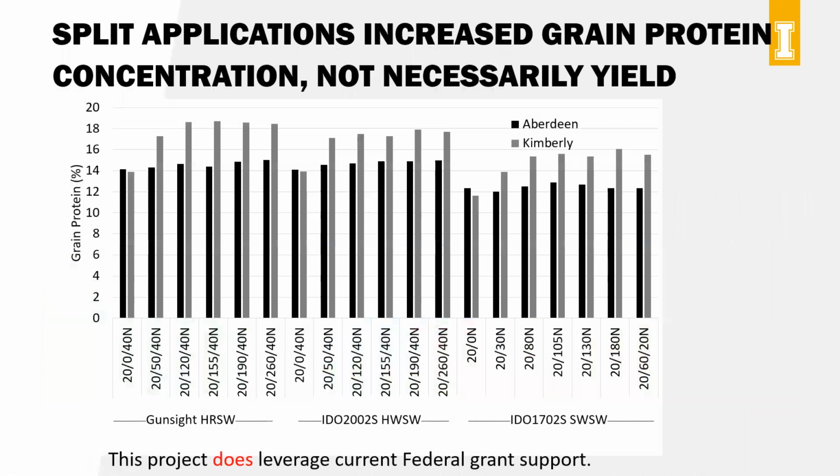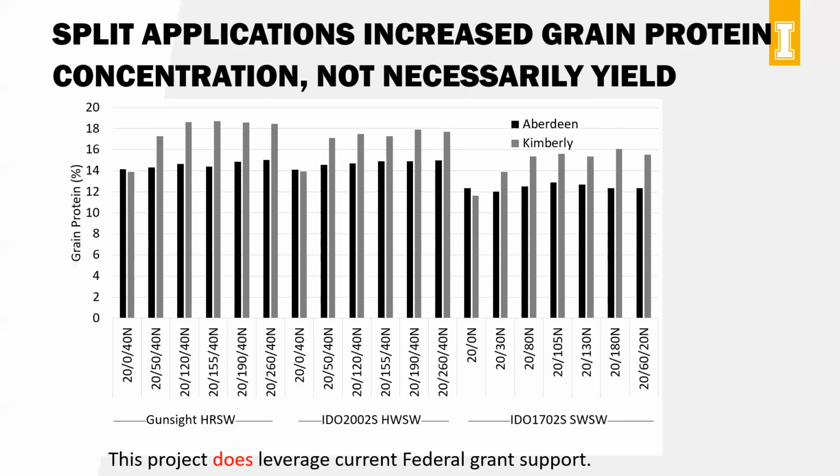So the treatment structure of this study allows us to collect that data that's necessary to generate and validate crop sensing equations for Idaho. With our first year of data, we found at both Aberdeen and Kimberly that there's no difference in yield between the lowest and highest three-way splits of nitrogen for hard red and hard white spring wheat, or the lowest and highest two-way splits for soft white spring wheat.